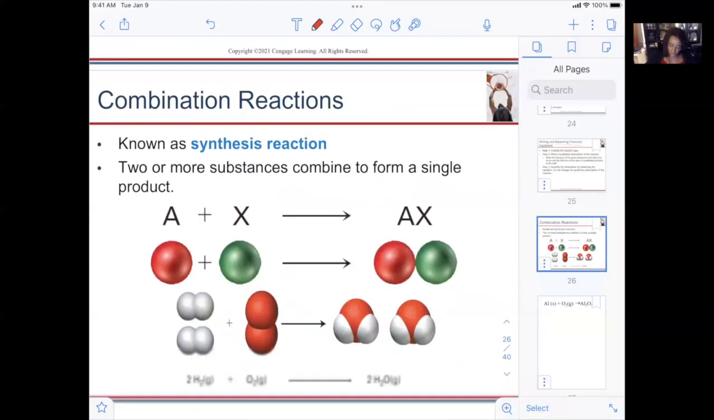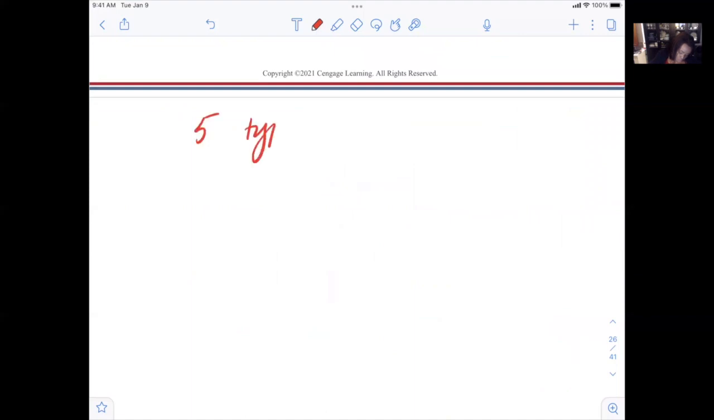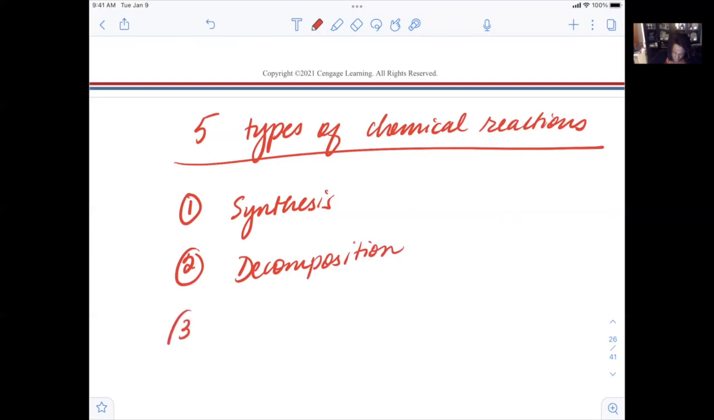Before we look at this here, there are 5 types of chemical reactions we're looking at next. Okay. The first one, I'll start with the simplest one. This is synthesis. Second one, decomposition. Third, single replacement.